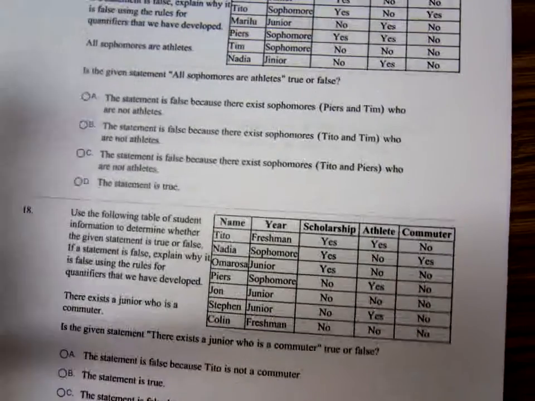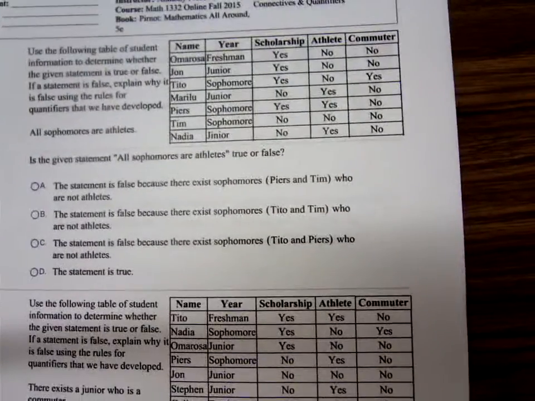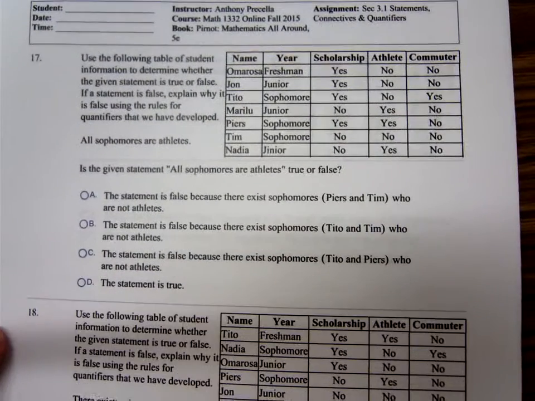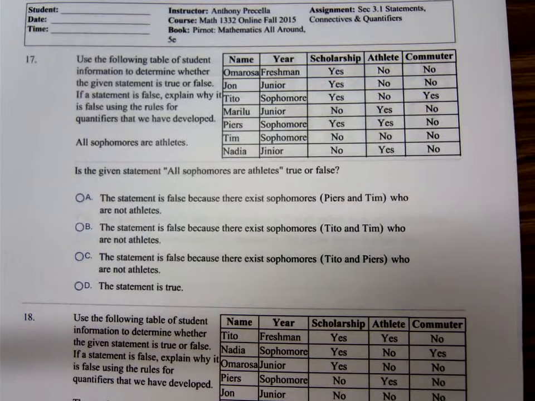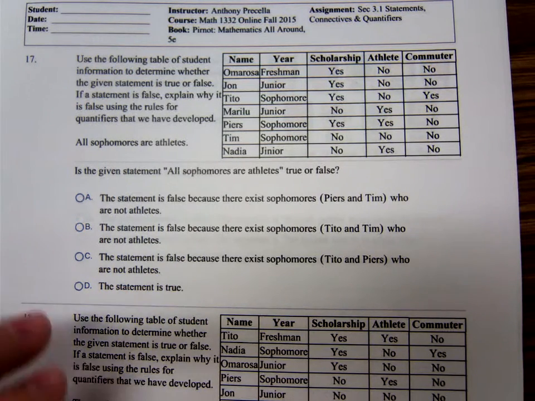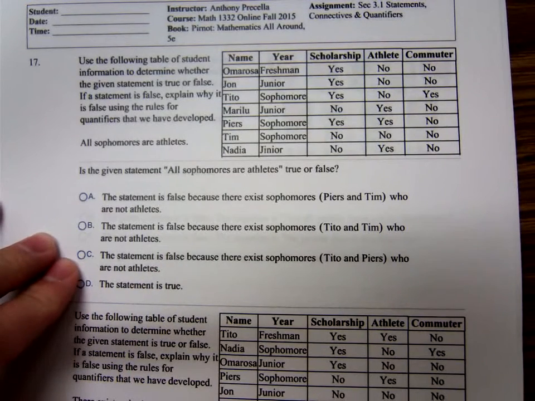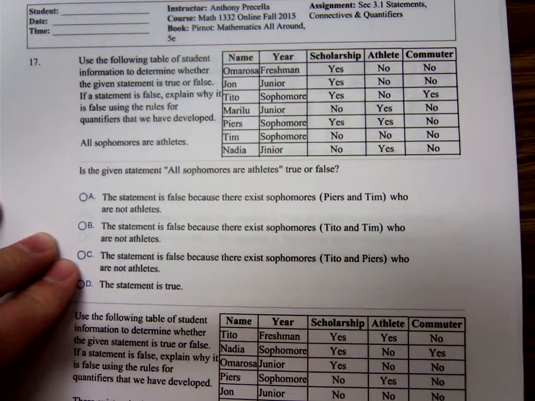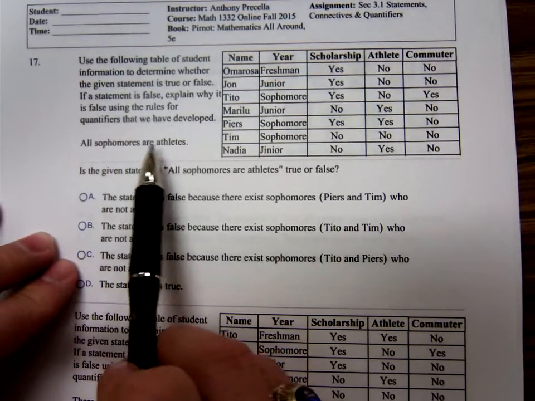What is all of this? Looks like we're going to get to practice some of our logic, looking at this table. Use the following table of student information to determine whether the given statement is true or false. If a statement is false, explain why it is false using the rules for quantifiers that we have developed. So the statement is all sophomores are athletes.